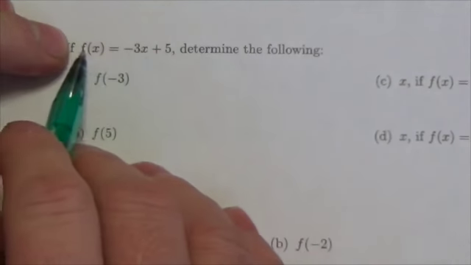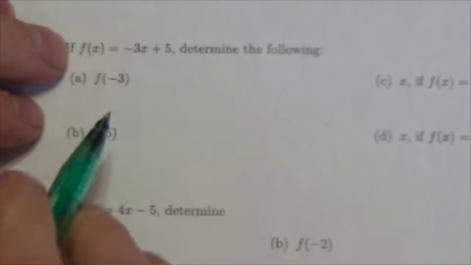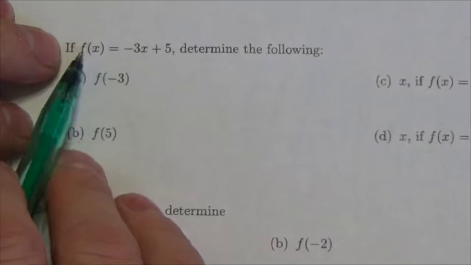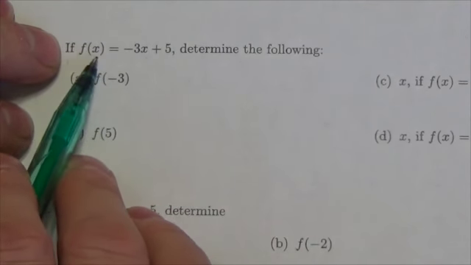In this particular case, it's referring to the rule, and the rule is multiply the independent variable by negative 3, and then increase the result by 5. The independent variable right here, being what's illustrated in brackets, or the parentheses, is x.